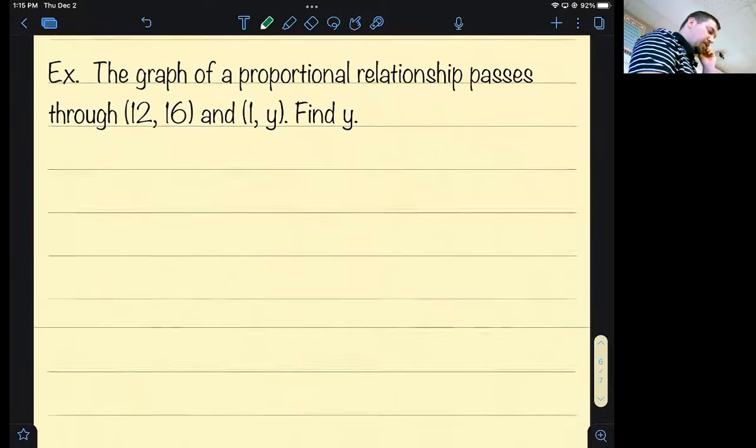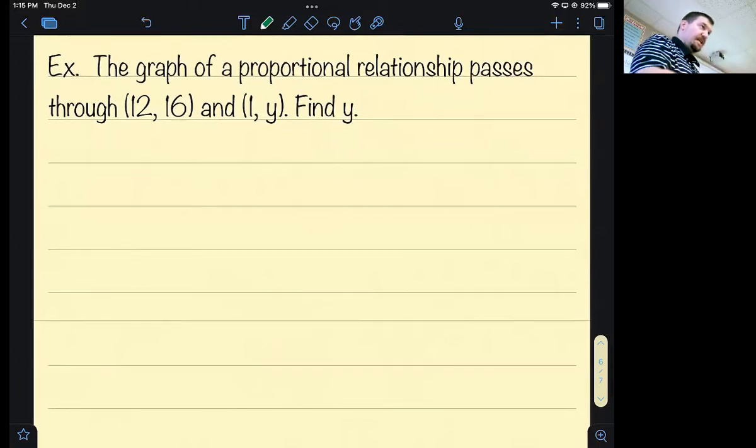The last one we're going to do, I'm going to skip that very last problem. We're just going to end here because I think there's one like this in the homework. The graph of a proportional relationship passes through the points 12, 16, and 1, y. Well, the fact that it goes through a proportional relationship tells me it goes through the origin. May or may not be helpful for this problem though.